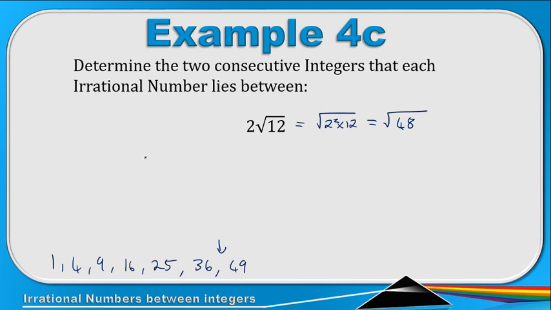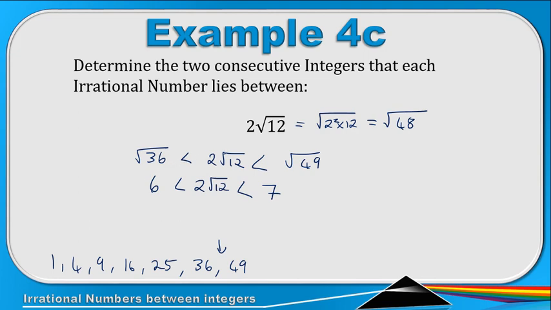So this is then going to be the square root of 36 is less than 2 square root of 12 is less than the square root of 49. So that means that the square root of 36 is just 6 is less than 2 square root of 12 is less than 7. So it lies between 6 and 7.